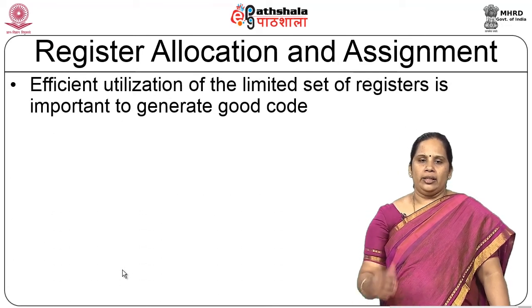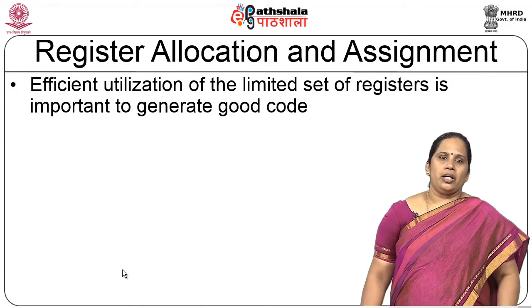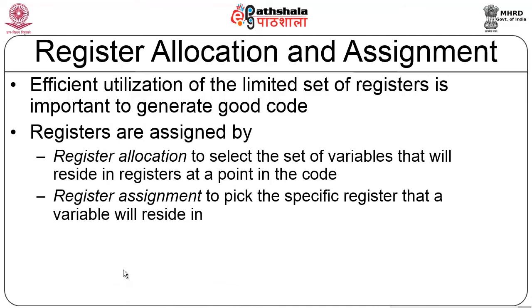In addition, the next issue is register allocation and assignment. Efficient utilization of the limited set of registers is important to generate final code. You have only a limited number of registers, but you have an infinite number of variables. So how do I do it? Typically it is done by 2 or 3 methods.